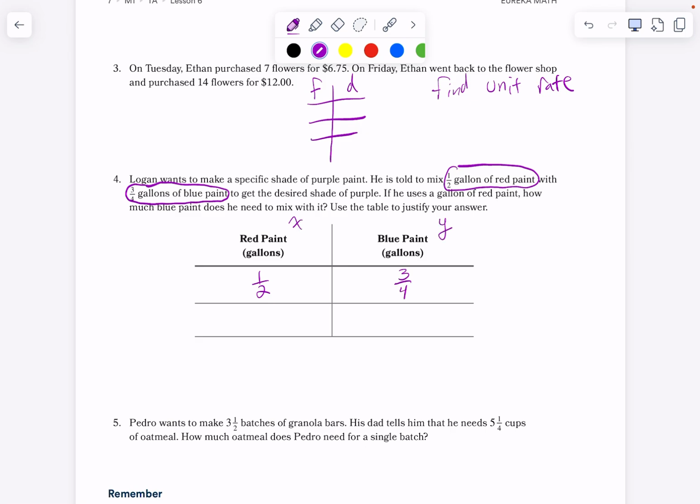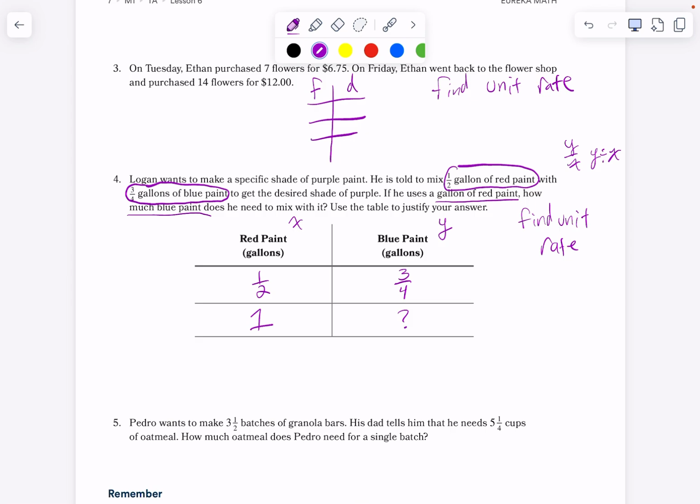And so what we're then asked, if Logan's using a gallon of red paint, we need to find how much blue paint he needs to use. So red paint's going to equal 1, and you need to find the blue paint. And my hint to you is to find the unit rate. And if you haven't remembered, that unit rate is always just y divided by x. And I'll write it again, y divided by x.